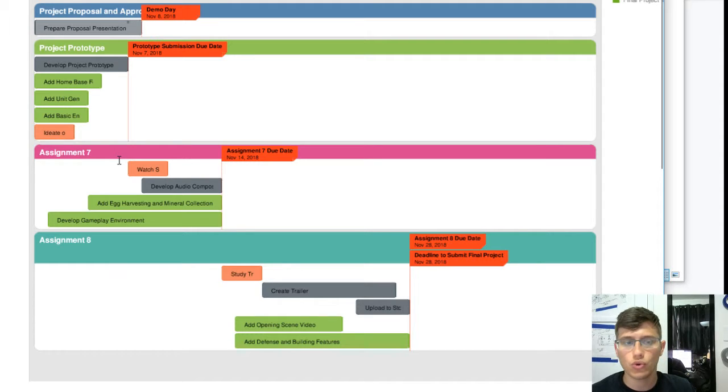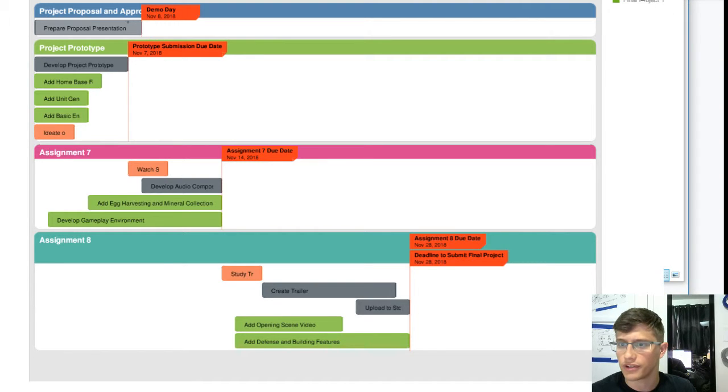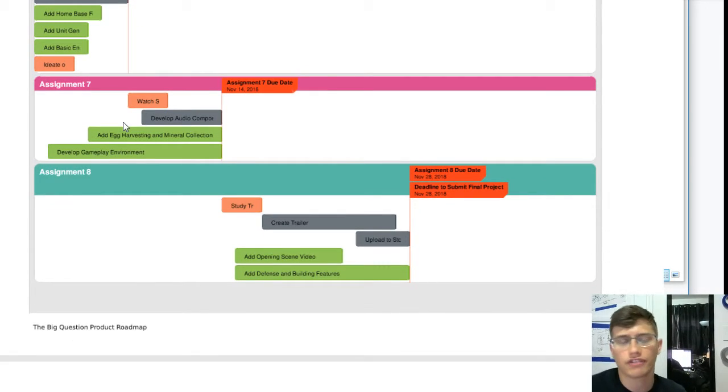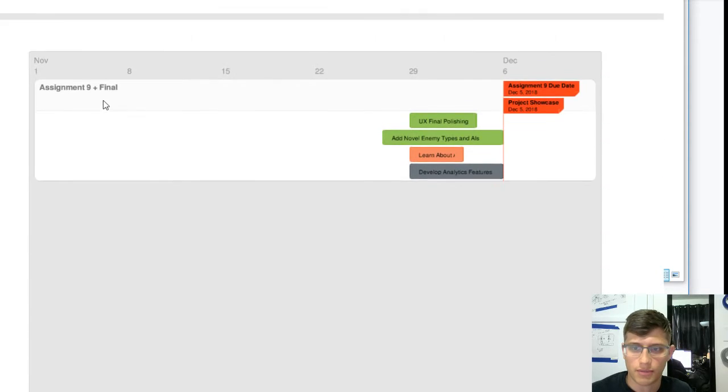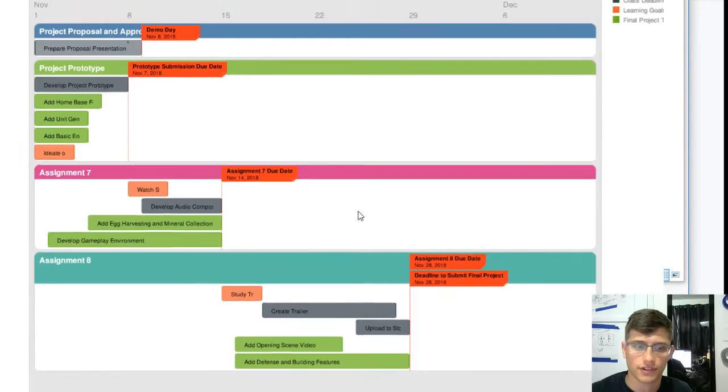Additionally, I don't know who is working on what. So we have these different tasks being written down, and they're color coded too. This says up here, it says class deadline versus learning goal versus final project 1. But I mean, I don't really know what those represent. So add egg harvesting and mineral collection. That's actually a really good description. That probably means a lot to them. I don't know what game this is, so it doesn't help me.